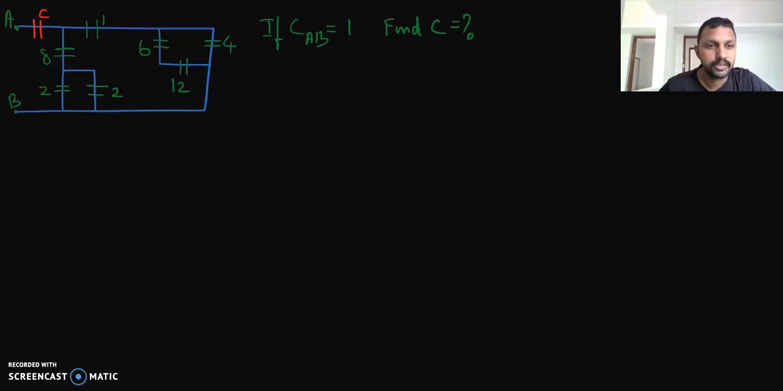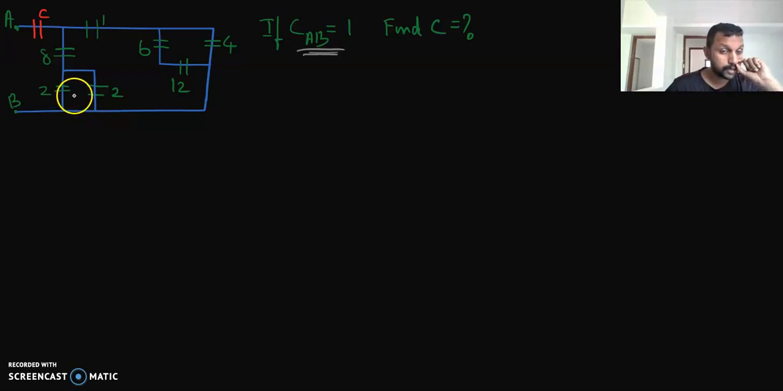Okay, students, let's look at this question. We have to solve this question. There's a circuit diagram given with many capacitors like this. This is a C farad capacitor. The rest of the capacitors have specific capacitances. This is 1, this is 8, this is 2, 2, 6, 12, 4. It's given that the total effective capacitance between A and B, CAB, is equal to 1. Then find the value of C.